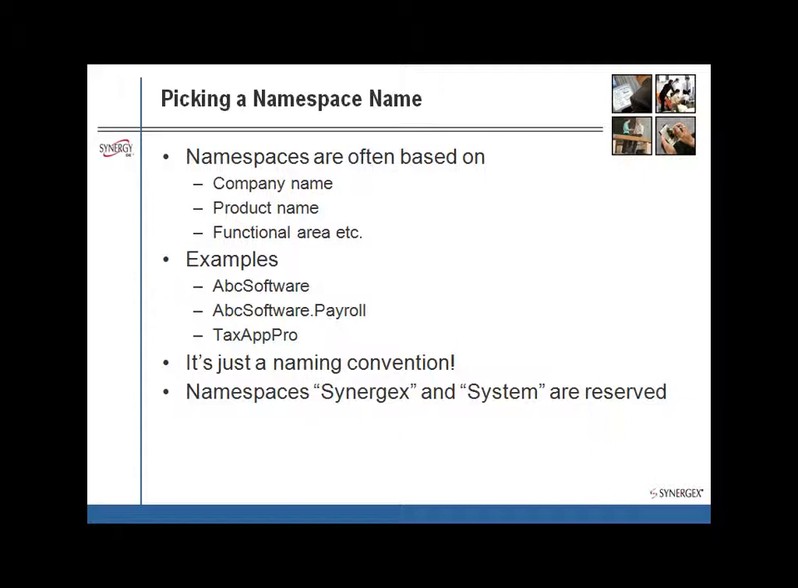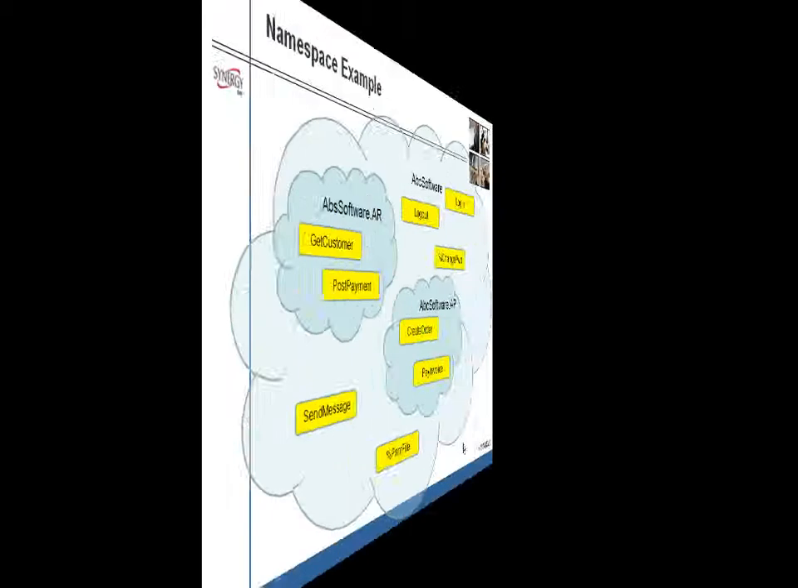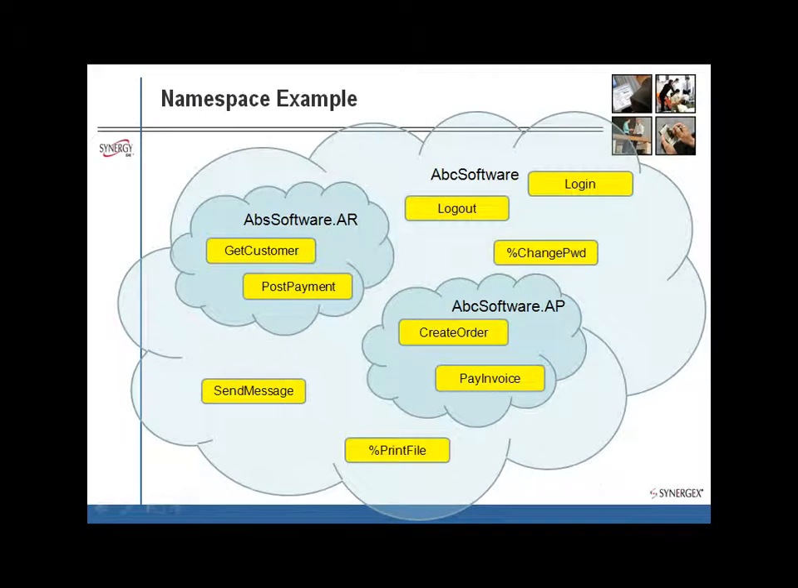At the end of the day, the concept of namespaces is very important, but the actual names of the namespaces is less important. It's really just a naming convention. You may need to note that the top-level namespaces Synergex and System are reserved for internal use. The System namespace is reserved because of future compatibility requirements with Microsoft's .NET platform. Here's another example of namespaces in use. As you can see, the top-level namespace ABC Software contains routines which might be used throughout the company's suite of applications, while the abcsoftware.ar namespace contains accounts receivable specific members, and the abcsoftware.ap namespace contains accounts payable members.